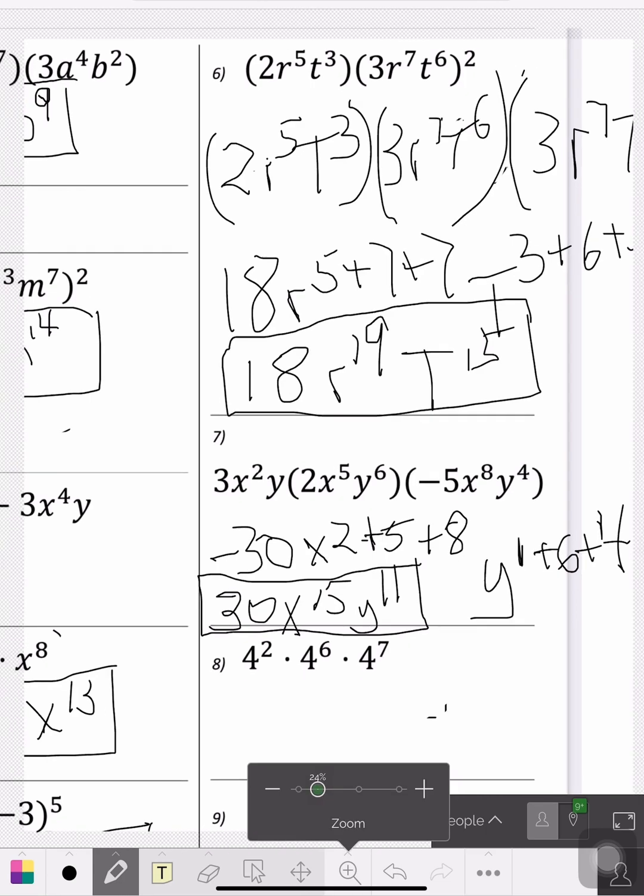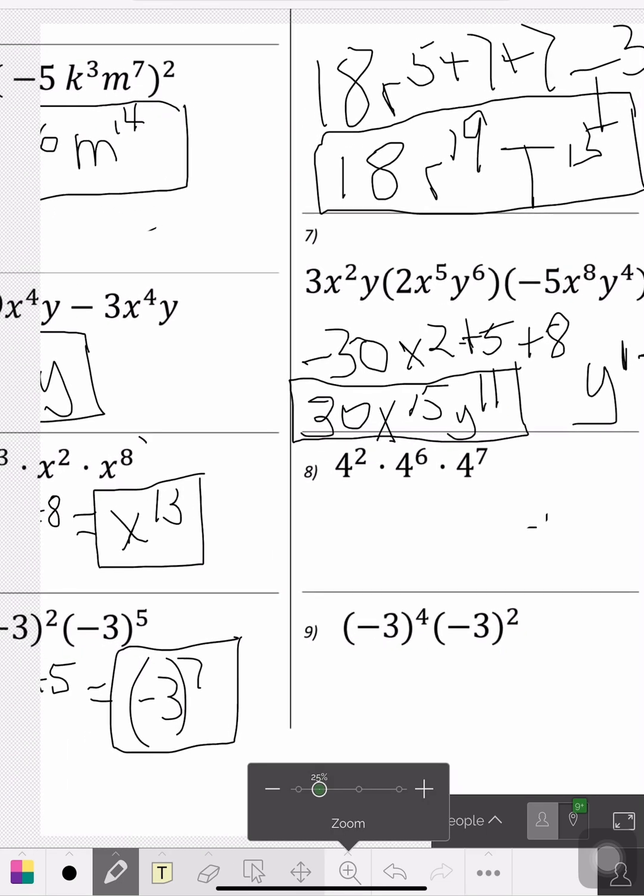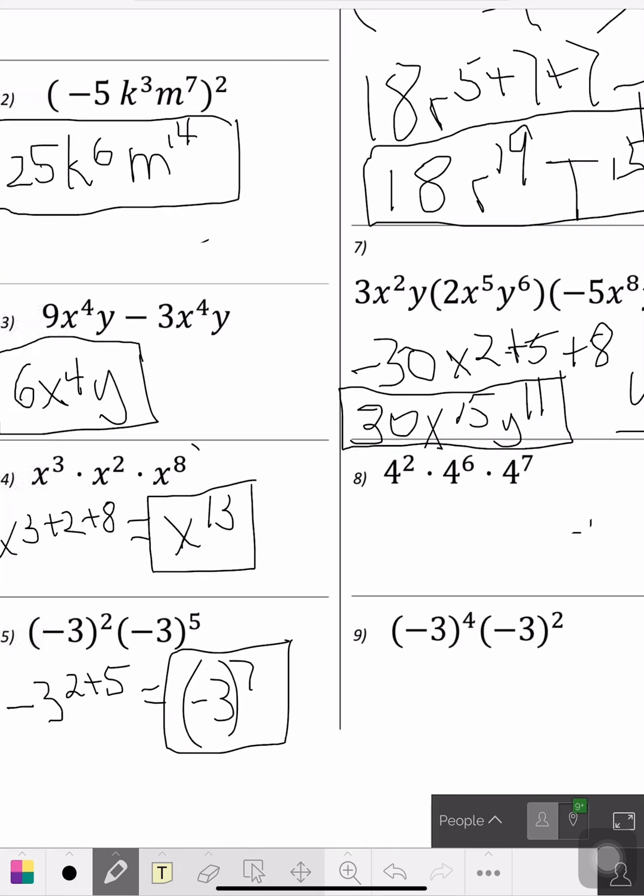Okay, now we're going down to number 8. Really, if you look over to number 4 there, they just substituted the x for 4. So it's going to stay 4, a 2, plus a 6, plus a 7. So it's going to be 4, we got 8, plus 7, 15. And that's all there was to that one. 4 raised to the 15th power.